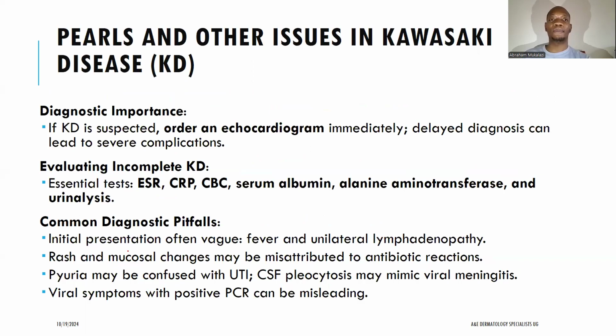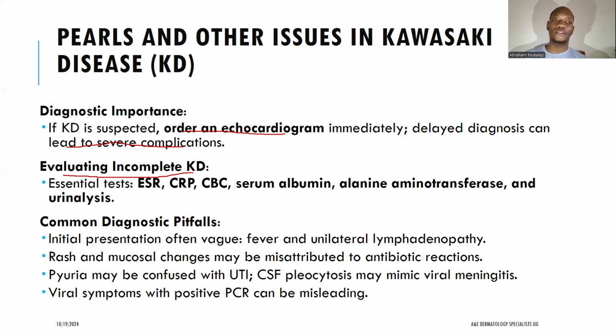So what are the important things that we have to remember in Kawasaki? If you suspect that a child has Kawasaki, it is imperative for you to do an echocardiogram to make sure there's no heart involvement. And we know that late diagnosis leads to severe complications. So every time you see a child having a fever and a rash, you should know the algorithm that you should go through to make sure that it is not Kawasaki disease.